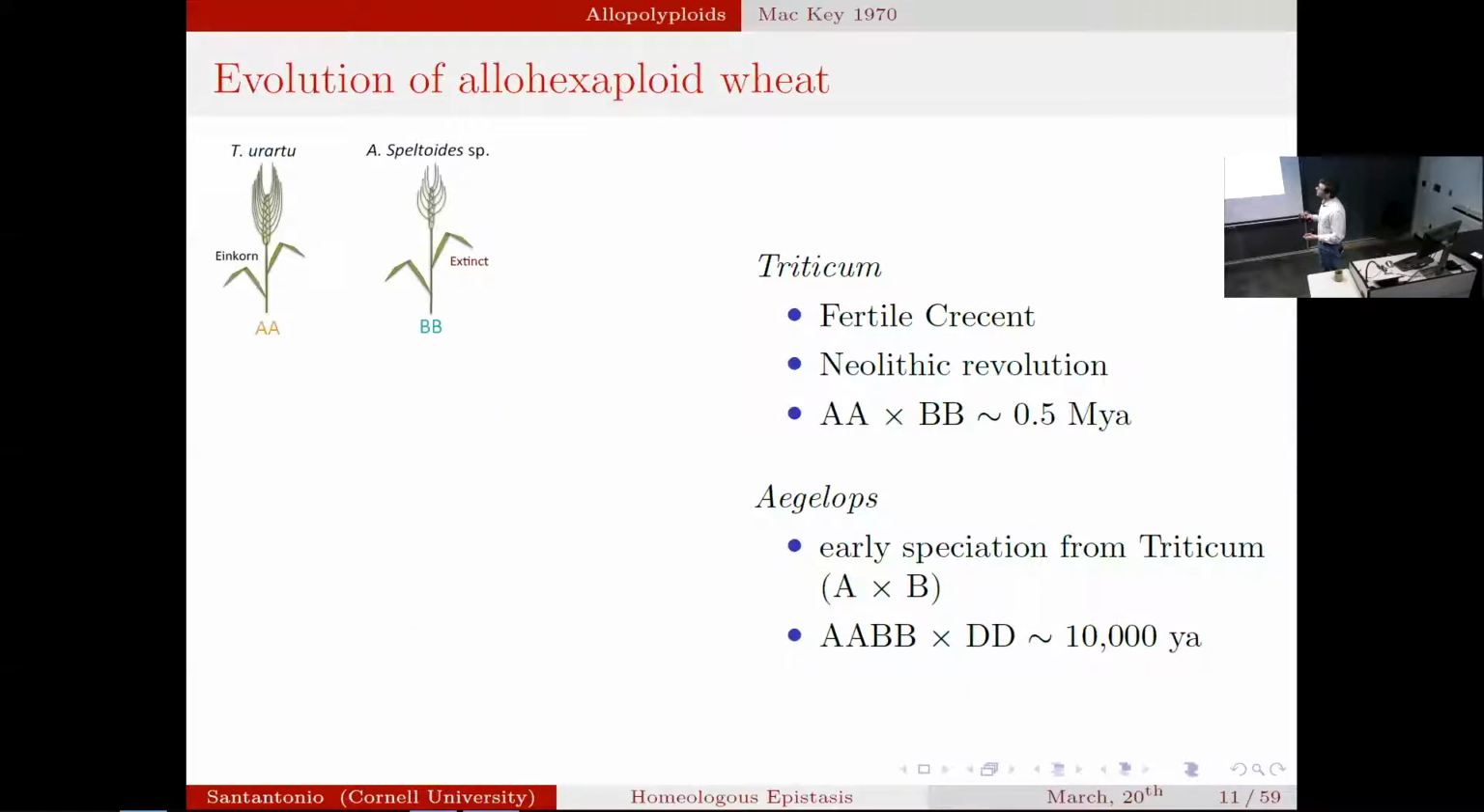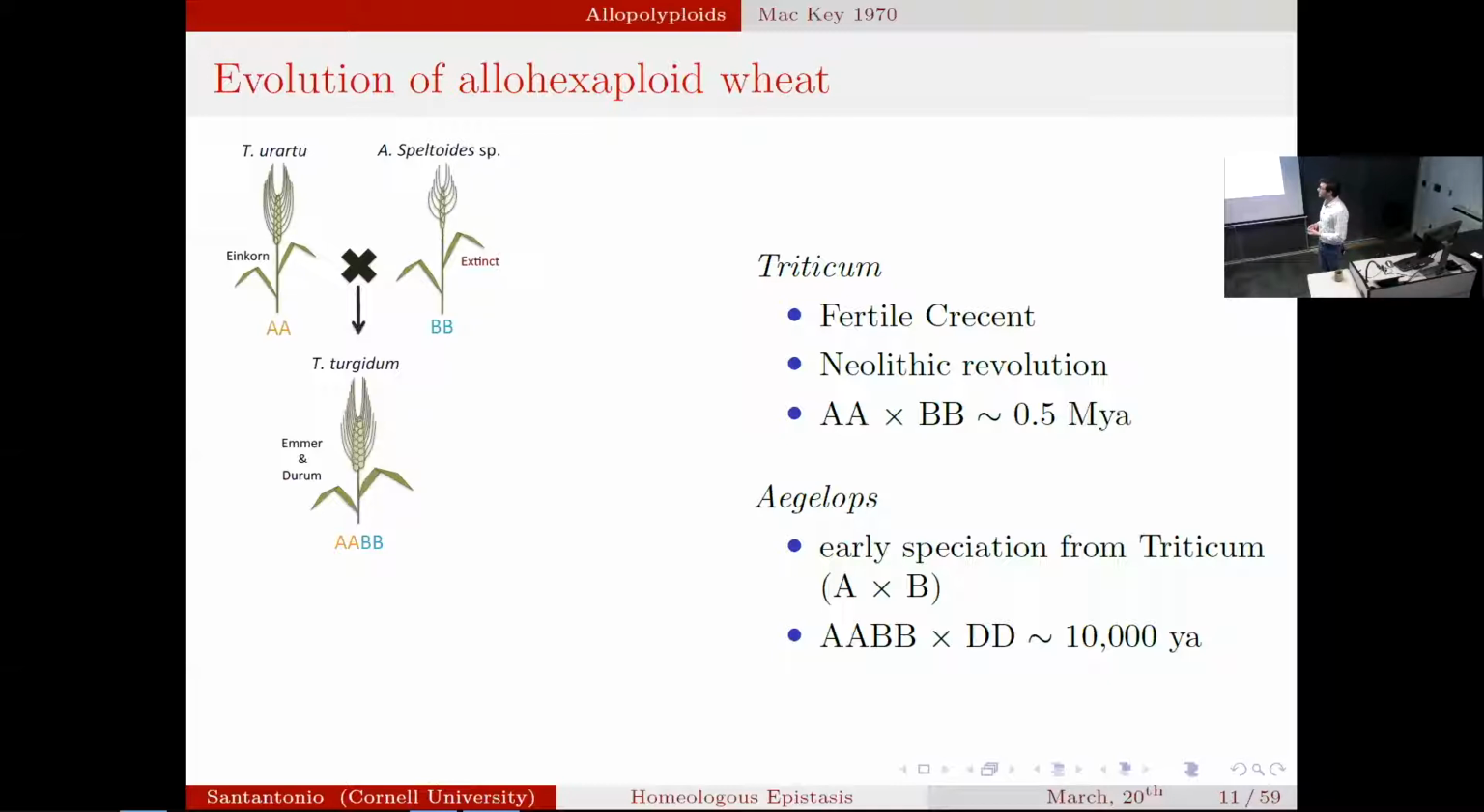Okay, so a little on bread wheat. There was the A genome ancestor and the B genome ancestor. The A genome ancestor you may know today as einkorn. It's not quite the same species, but very closely related. And the B genome species is thought to be extinct, which is unfortunate. I hope that one day we find it.